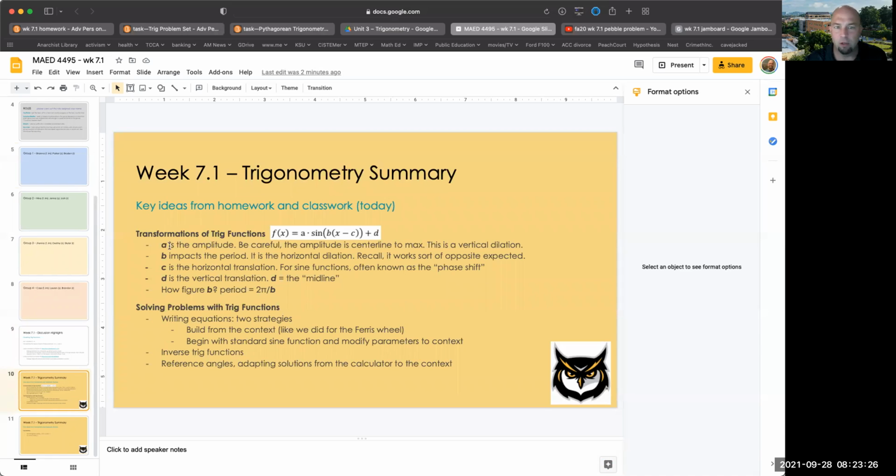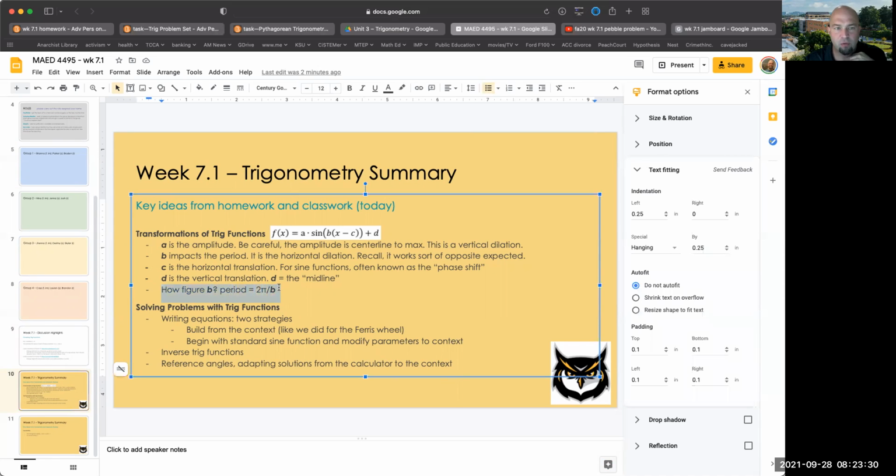Basically, I remind you of A, B, C, and D, the impacts on them, and generally a comment on how to figure B. Take a look at the period of the sinusoidal function, the period meaning when it goes up, down, and back to the starting spot. You could think about it as rotating completely once around the Ferris wheel. The period is equivalent to 2 pi radians divided by B, or 360 degrees divided by B.